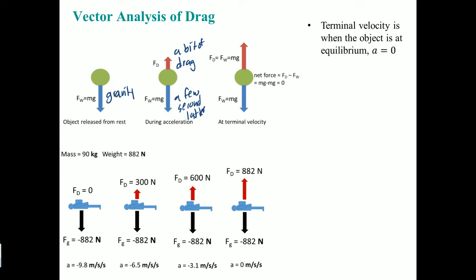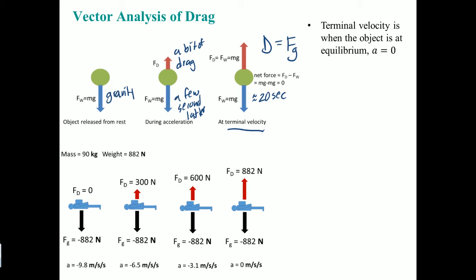Then, you're never going to have to solve for the t, but let's say after a couple of seconds, roughly 20 seconds, it should be balanced out. Now the drag is equal to the force of gravity. That is the definition of terminal velocity: when drag is equal to the force of gravity, or your weight. Terminal velocity is when the object is at equilibrium because the drag force is balanced off by the force of gravity. So a equals 0.